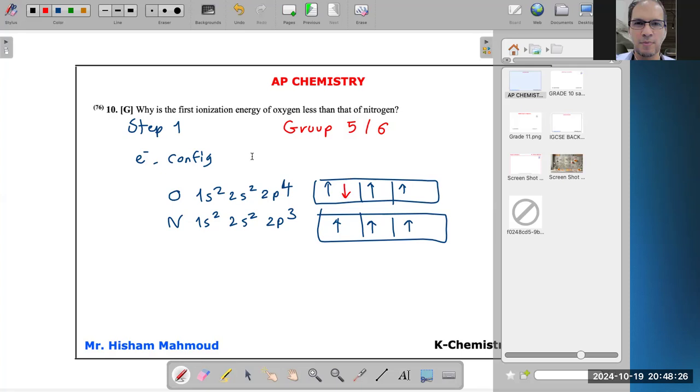What is that? What is in the O and not in the N? The difference between 2p3 and 2p4. Okay, so there is one extra electron here. What does this electron cause? When there are two electrons together in the same orbital, what happens between them? A spin repulsion.